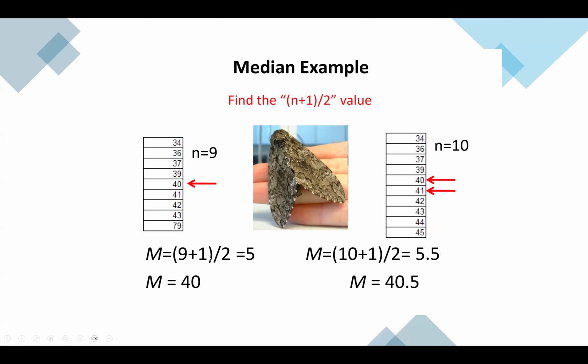So 9 plus 1 divided by 2 is 5. So 40. So you go 1, 2, 3, 4, 5, 40. It's right in the middle. Over here, 10 plus 1 divided by 2, so it's 5.5. So we go in between 5 and 6, so it's 40.5. Does that make sense? So the median is the spot.